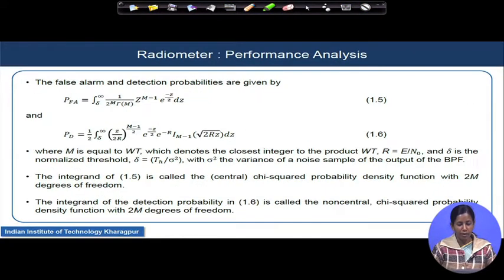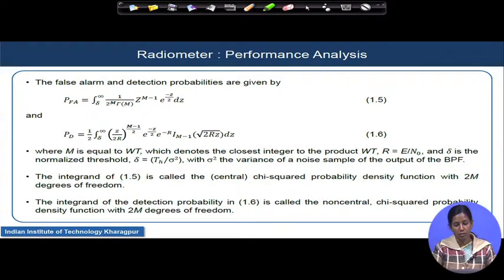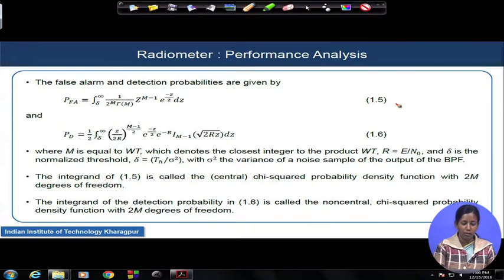Now, given that Y(t) is received, we are interested in two terms. What is the detection probability of the detector? What is the false alarm probability of the detector? The false alarm probability of the detector will be given by equation 1.5, and the detection probability will be given by 1.6. Remember very importantly that both the probabilities depend on basically three major factors.